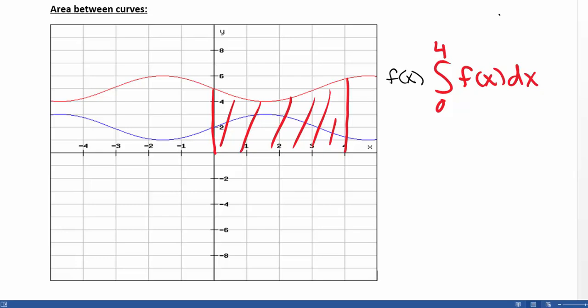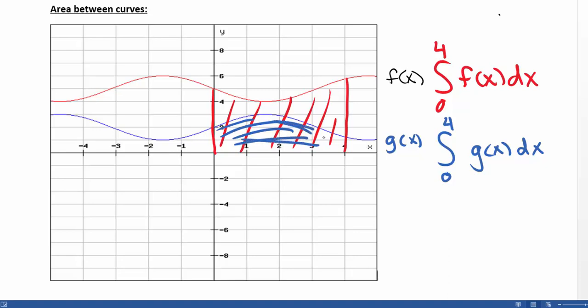Let's call the second function, the blue function, g of x. If we were to take the area under the curve of g of x from 0 to 4, we would have the area bounded by the blue curve and the x-axis. So all this area here.